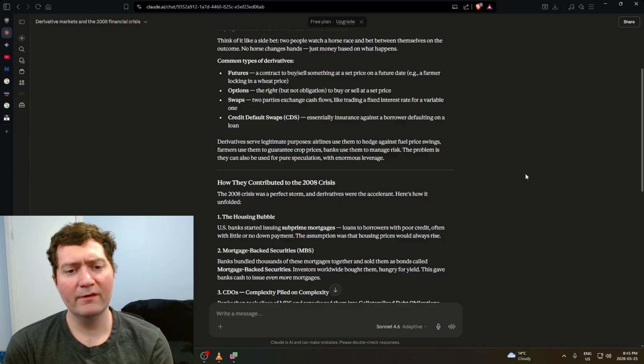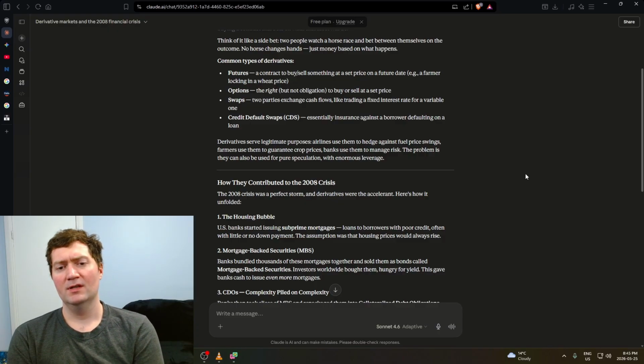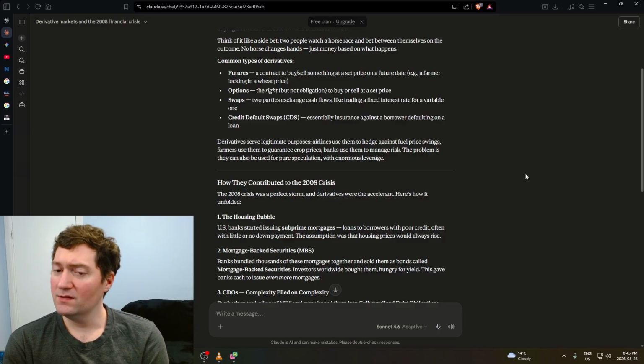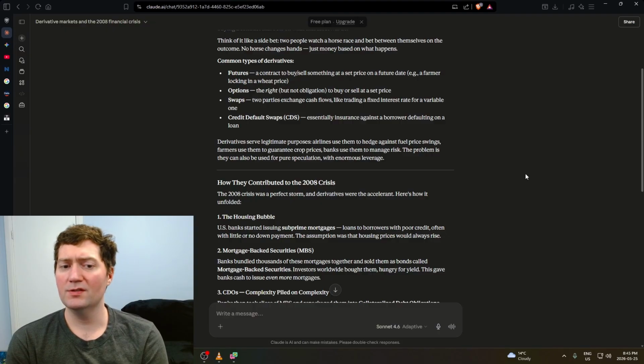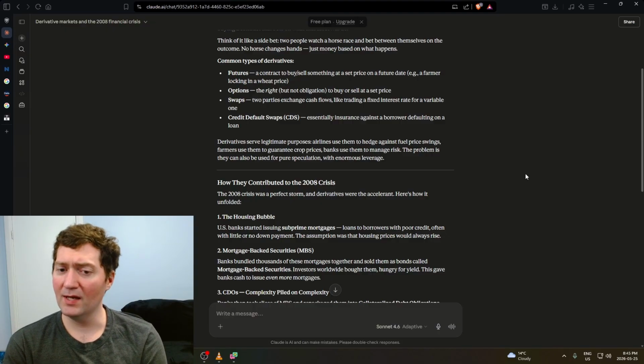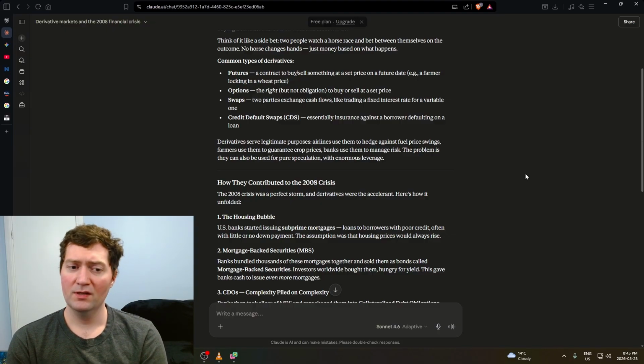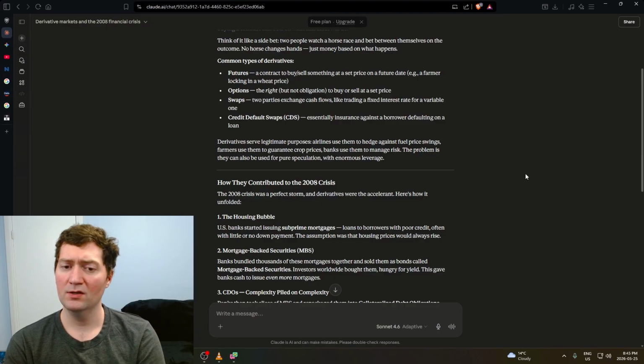Okay, derivatives serve legitimate purposes. Airlines use them to hedge against fuel price swings. Farmers use them to guarantee crop prices. Banks use them to manage risk. The problem is they can also be used for pure speculation with enormous leverage.